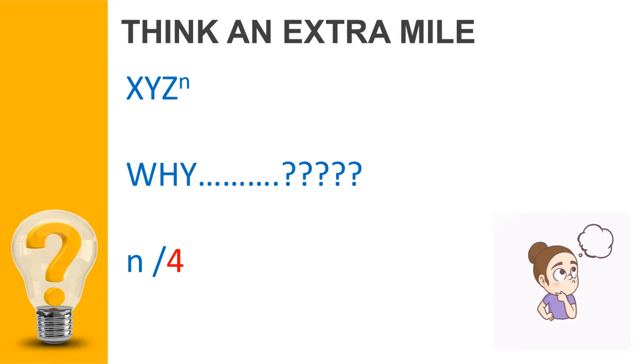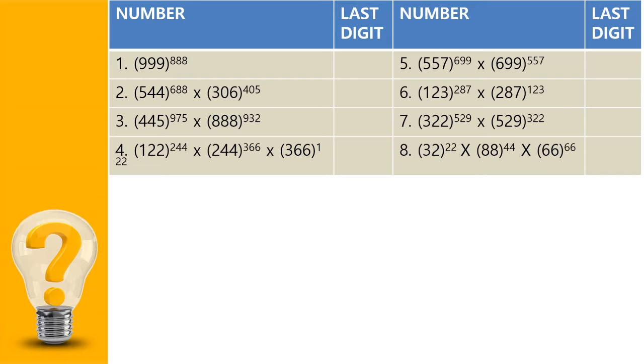Again, why would I divide it by 4 and not by any other number? Probably you can just think and post your answers in the comment box. Let's just take a couple of examples and solve. So here, I'll go with example 3. 445 raised to 975. So you can directly say that the answer, that is your last digit, will be 5 because the value of z is 5.